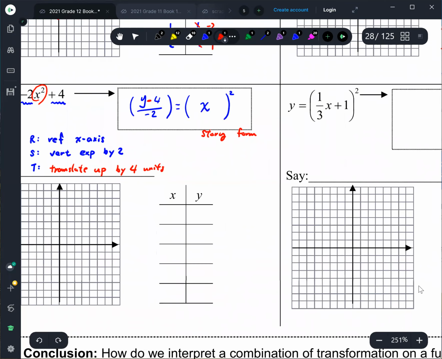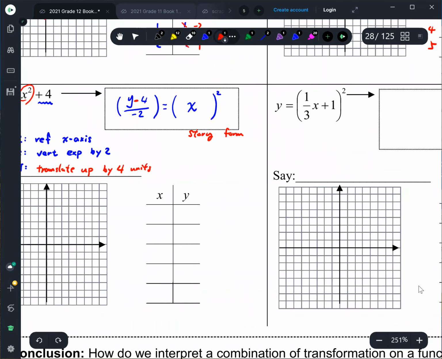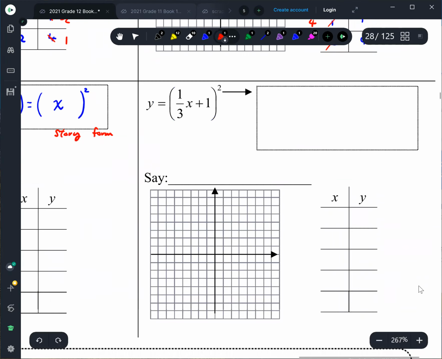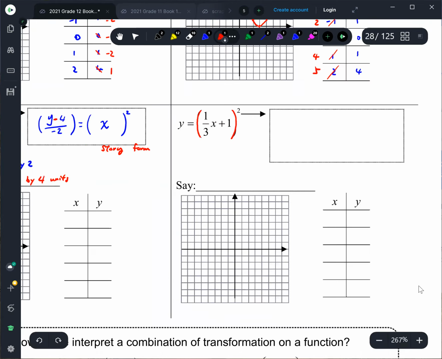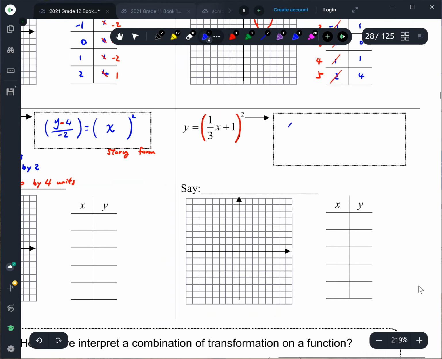We need to know how to get the story form correctly. This time, it's a square again, right? But everything is in the bracket, so everything is with the x. Nothing is movable, right? Because you have a square that wraps around everything. The form that we want to get is still the same, right?